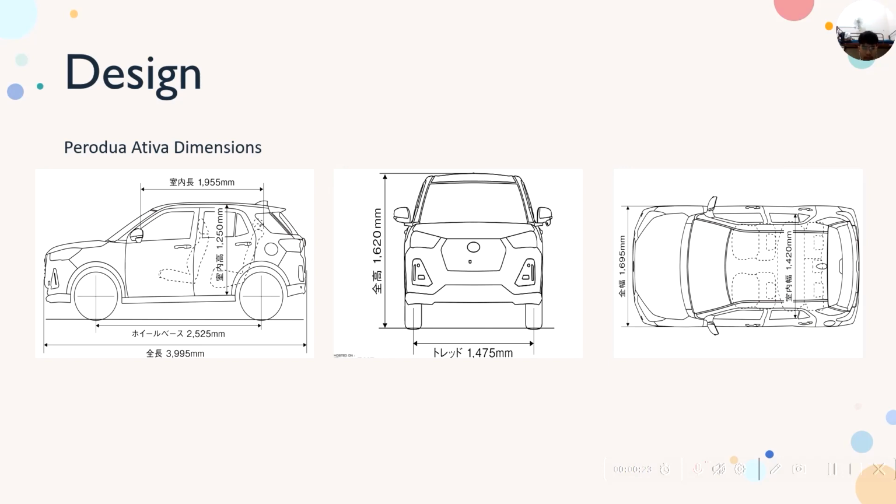As we can see here, the length is 3,995 millimeters, although some sources say that the length is around 4,000 millimeters, and the wheelbase is 2,525 millimeters. The width of the vehicle is 1,995 millimeters. Meanwhile, the height of the vehicle is 106,020 millimeters. So these are all the measurements that will be taken into the creation of the 3D model.